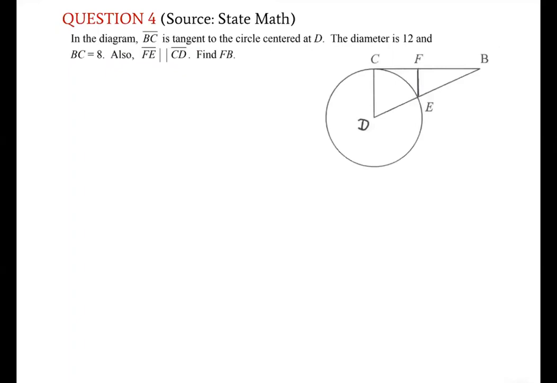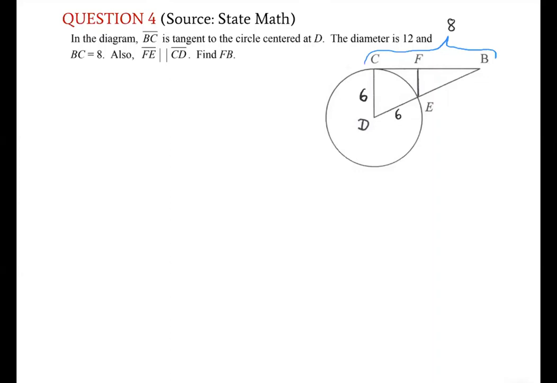Question 4. You have this diagram and you want to find the length of FB. We know that the diameter of the circle is 12, so the radius is 6. That means CD is 6 and DE is also 6. And we also know that BC is equal to 8, so this length is 8.